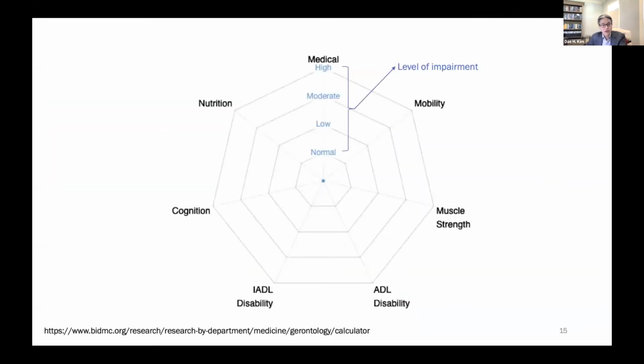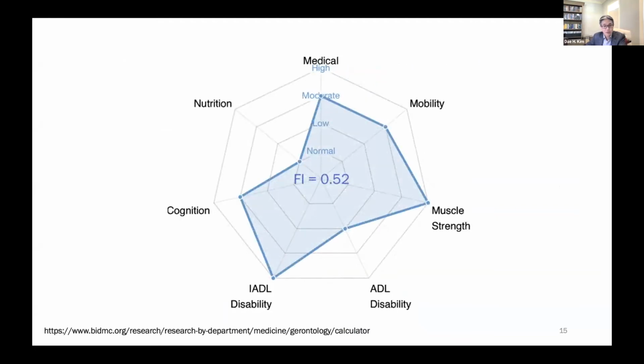So to give an idea for a person with this deficit pattern, the graph away from the center of the graph indicates higher level of impairment. So for a person with this deficit pattern, we can recommend exercise intervention for their muscle strength and arrange support to support instrumental activities of daily living.